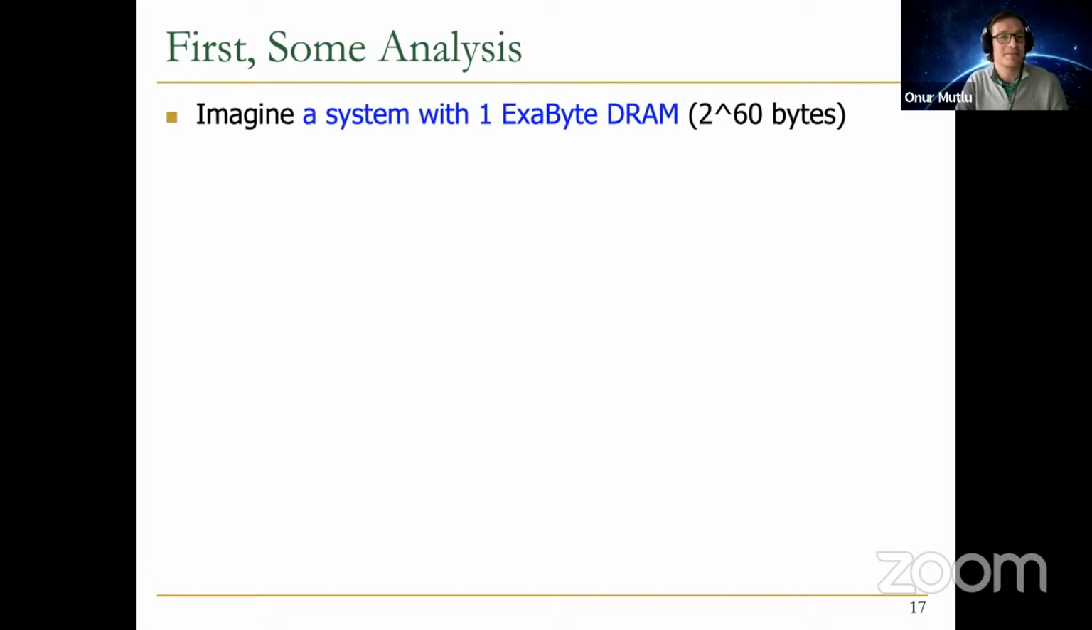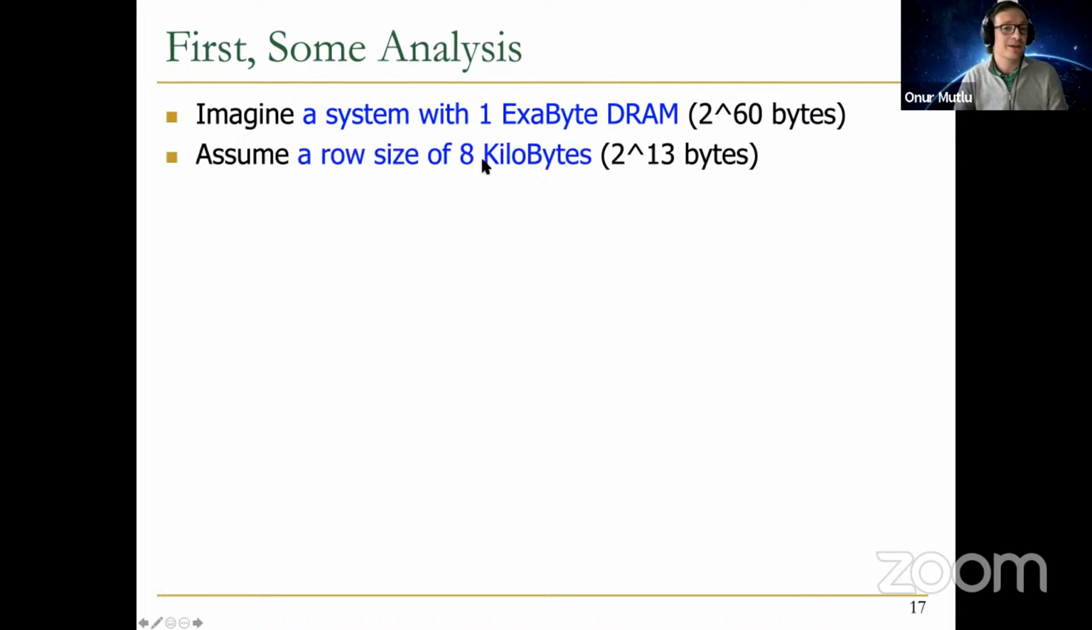Okay, let's give you some examples. So imagine a system with 1 exabyte DRAM. I'm going to just make it up, 2 to the 60 bytes. And in fact, supercomputers actually have this. Well, almost have this. They're going to have this if they don't have it today. So certainly they were at petabytes recently. I don't think they've reached exabytes yet, but I see no reason why they will not reach it. And assume a row size of 8 kilobytes, 2 to the 13 bytes.